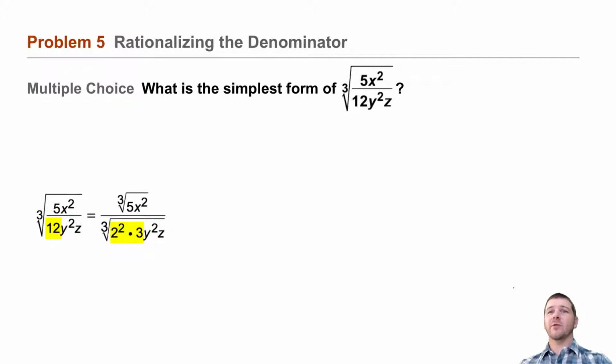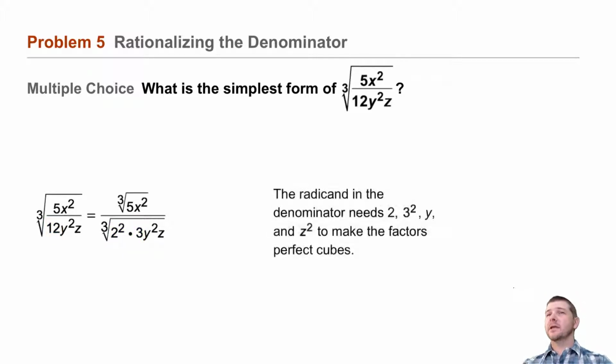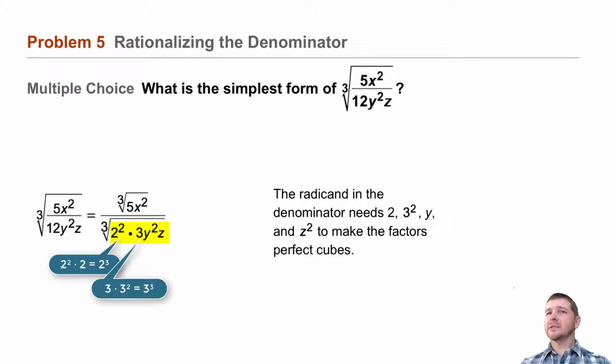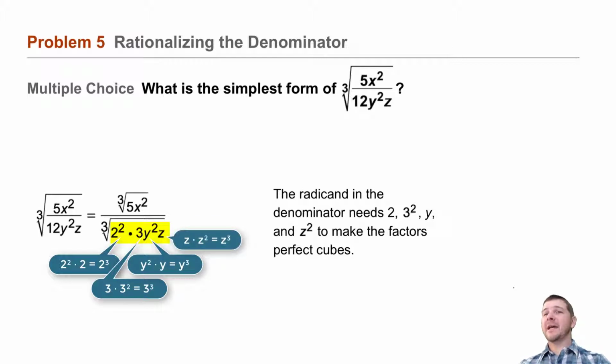12 can be written as 4 times 3, and 4 is 2 squared. Now, we don't have a perfect cube yet, but we'll take care of that in the next step. So notice, the radicand in the denominator needs to be multiplied by 2 to get us 2 cubed, needs to be multiplied by 3 squared to get us 3 cubed, needs to be multiplied by y to get y cubed, and finally multiplied by z squared to get z cubed. That will make the factors perfect cubes.